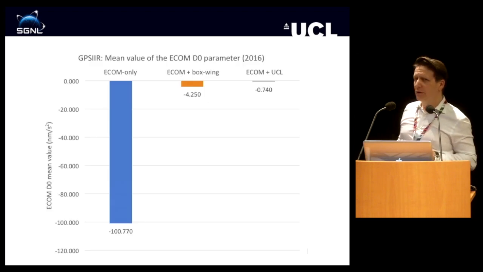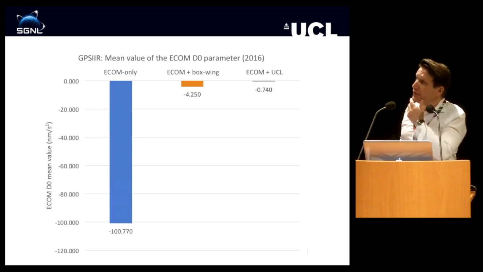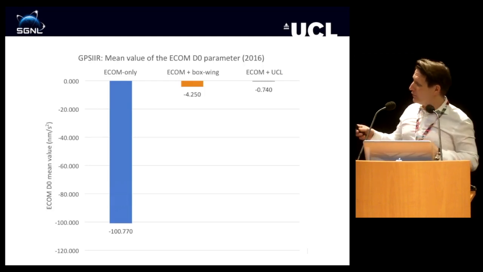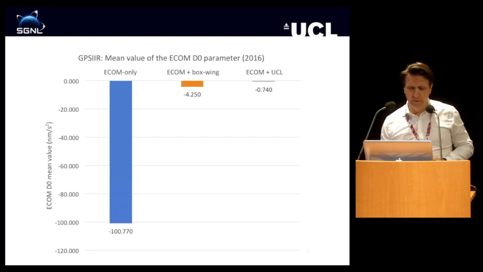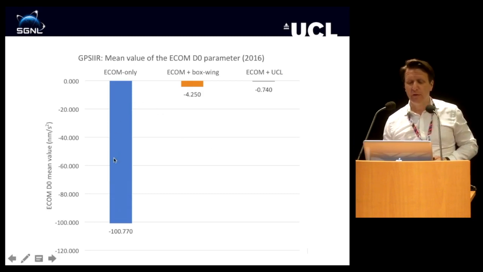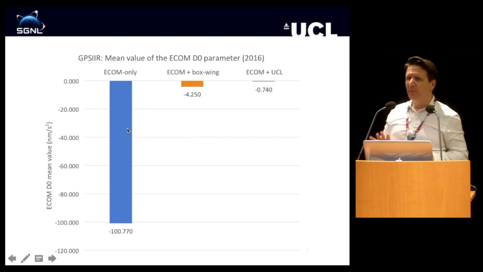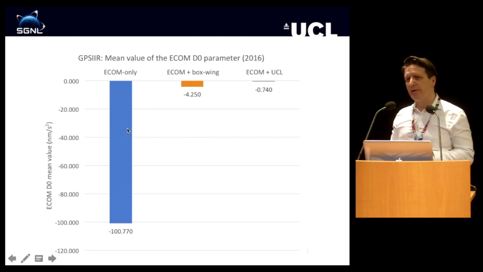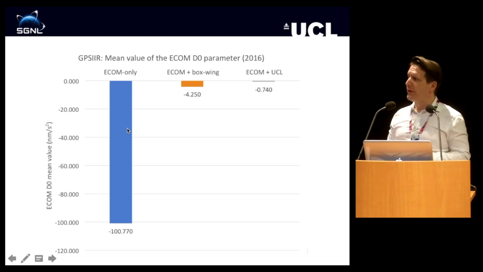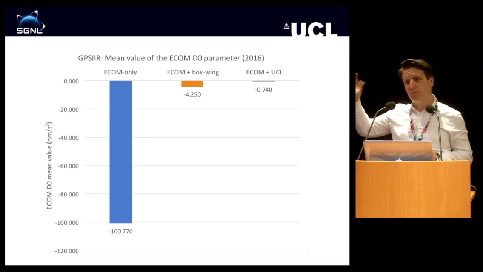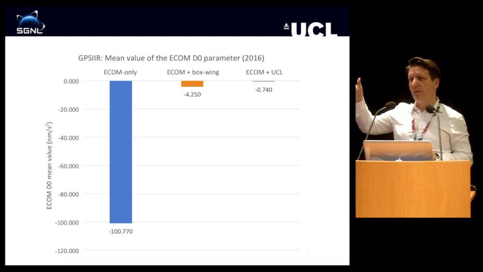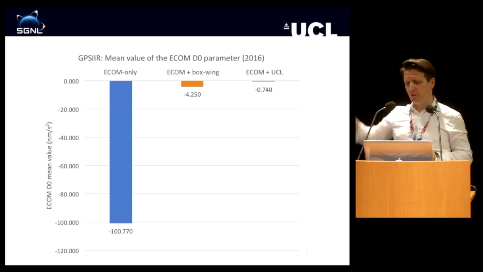Okay, so this slide is showing you, over 1 year, the average of the D0 parameter. On the first part here, we would expect what we see there. This big blue part is the D0 parameter. It's about 1 × 10⁻⁷ meters per second squared as an acceleration. And of course it should be large because this empirical parameter is trying to absorb all the forcing from the sun towards the space vehicle.